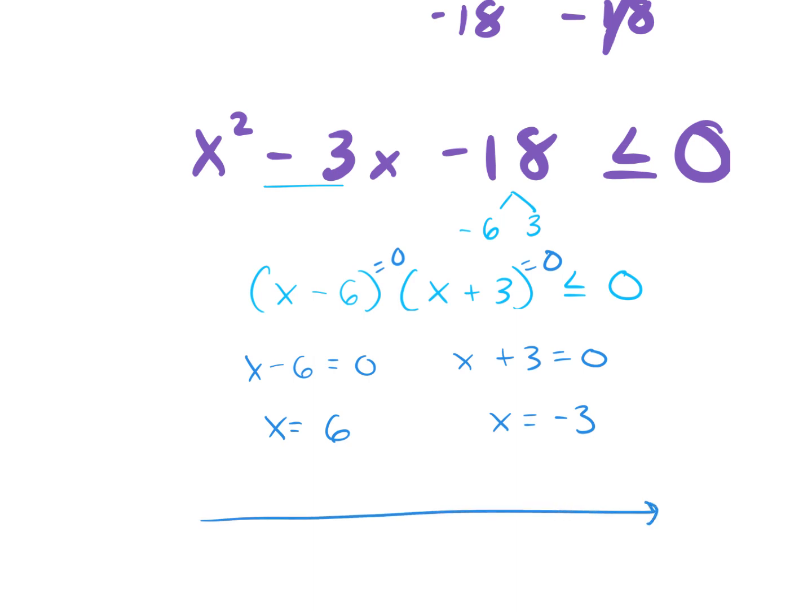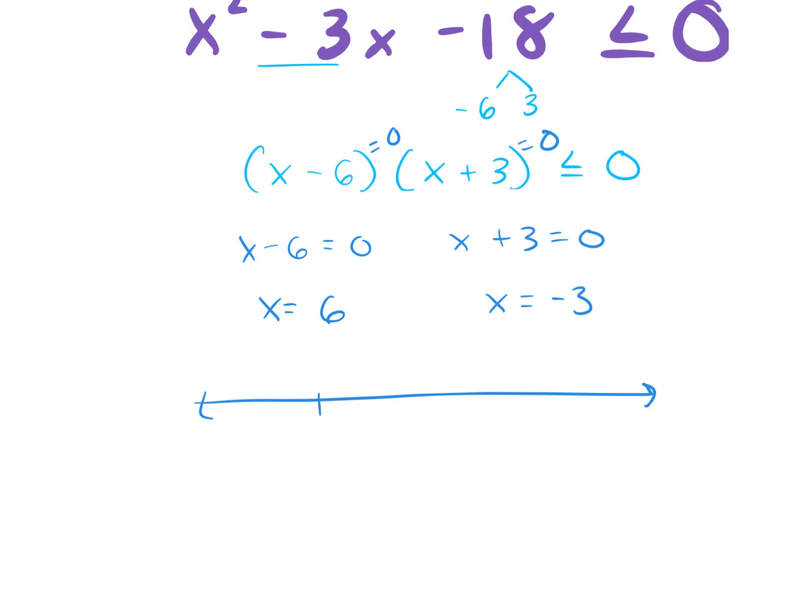So let's put those on the number line. Which one's going to go further to the left? Negative 3 and 6. At negative 3 and 6, do I have an open circle or closed circle? Closed, because it is less than or equal to. That equal to means that we put a closed circle.